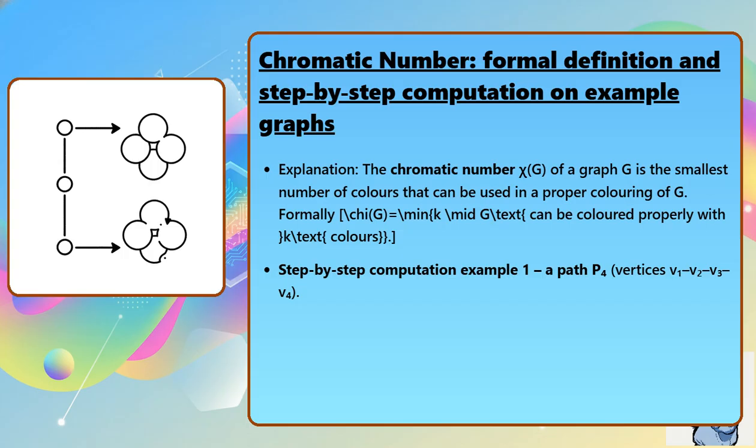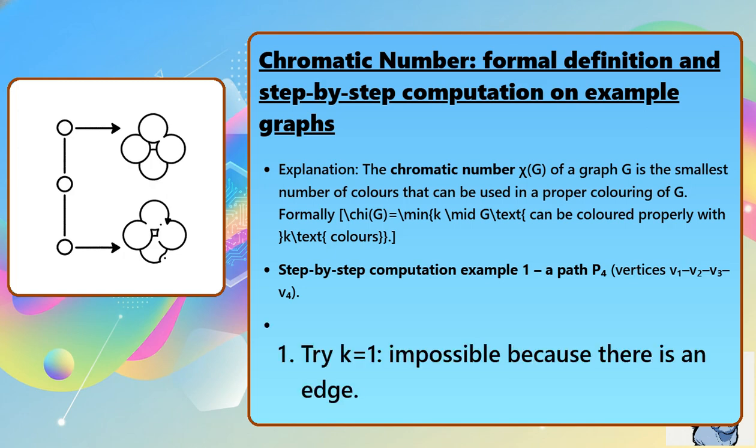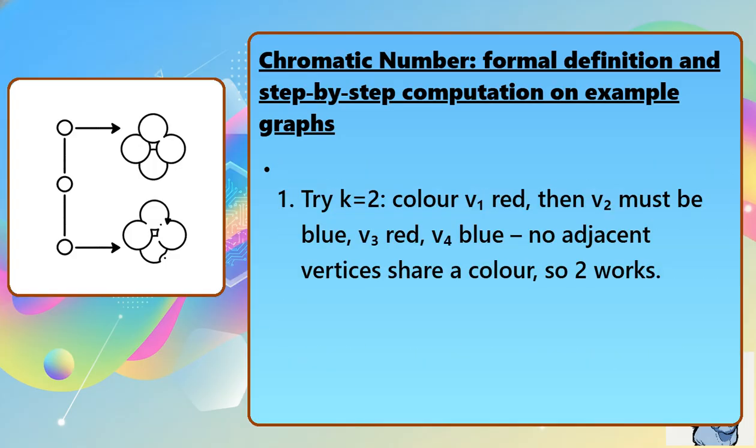Step-by-step computation. Example 1, a path P4, vertices v1 to v2 to v3 to v4. 1, try K equals 1: impossible because there is an edge. 2, try K equals 2: color v1 red, then v2 must be blue, v3 red, v4 blue. No adjacent vertices share a color, so 2 works. Hence χ(P4) equals 2.